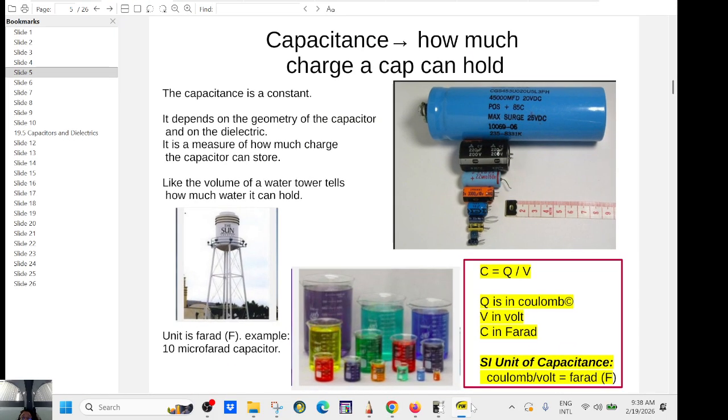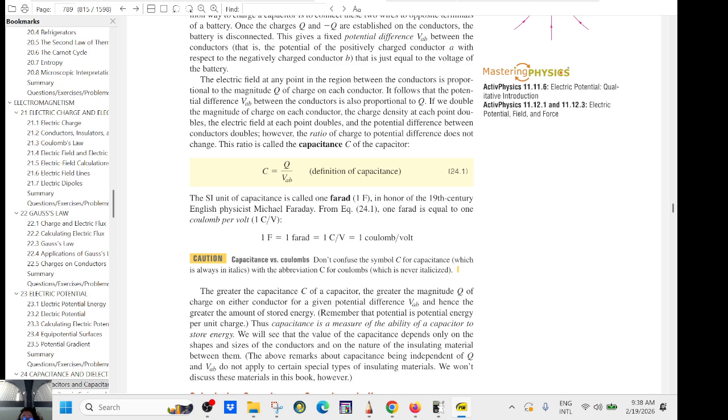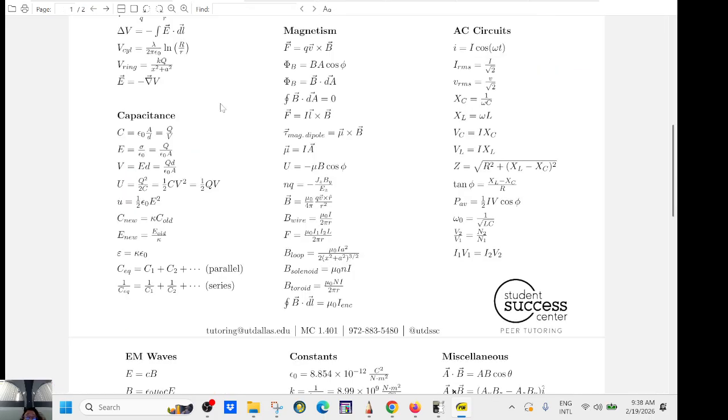Okay, and if you take your book here, it's explained. Capacitance is a measure of the ability of a capacitor to store energy or to store charge. And remember that you need to know how to use this equation sheet. You see that the energy stored will depend on the charge here. It will be actually proportional to the charge squared. So you double the charge, the energy stored will be multiplied by 4.